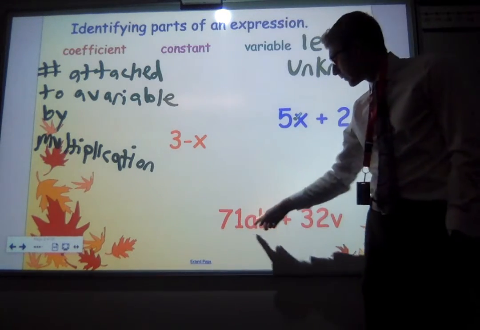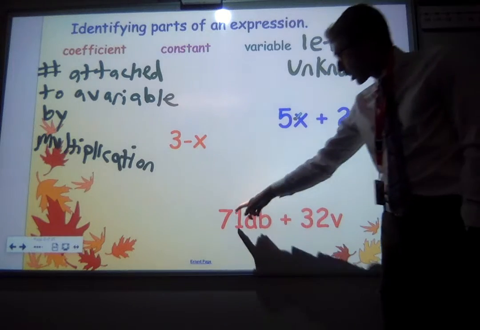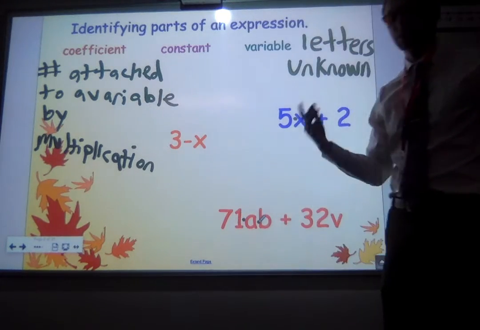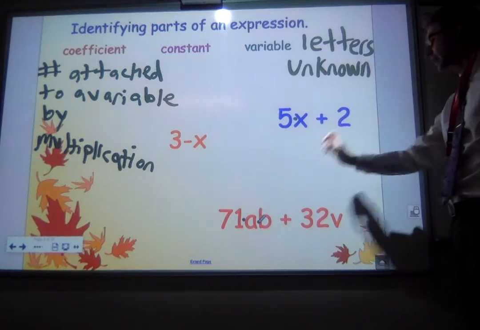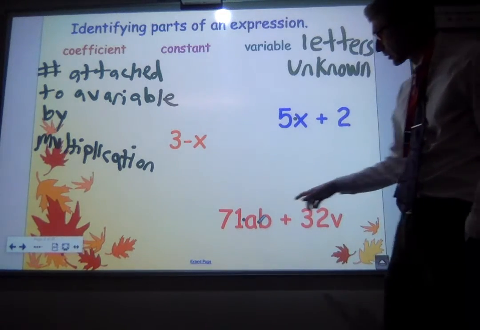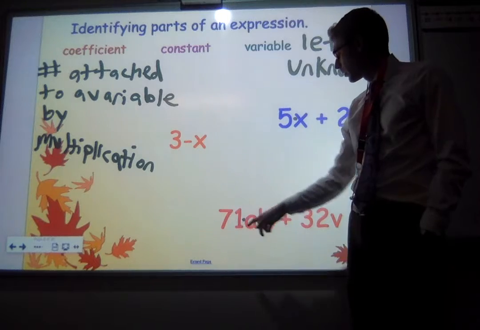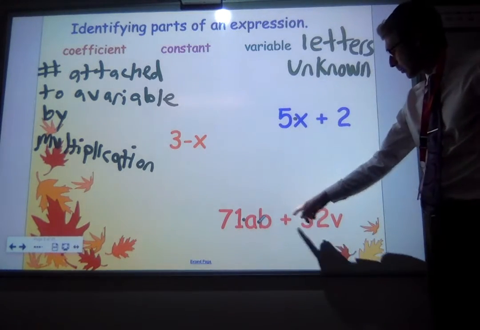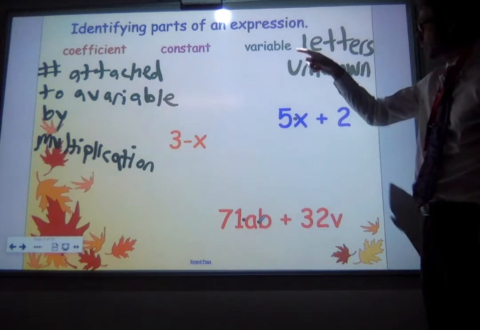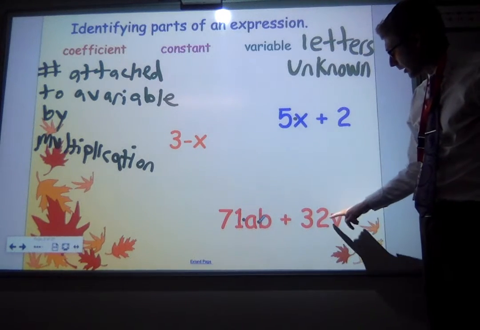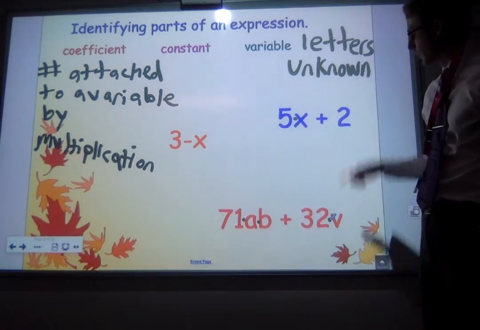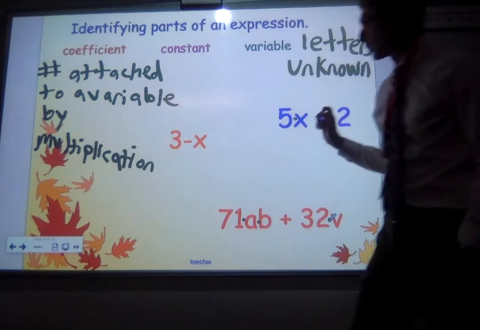Looking down here, 71ab. Again, there's no indication of multiplication, but since they're right next to each other, it's implied that there's multiplication occurring. So here's 71, that's our coefficient, and then we have our variables, a and b. And then, again, separated by the plus sign, we see 32. That's attached to the variable b, so 32 would also be a coefficient. And again, the letter that we don't know the value of, b, is a variable.